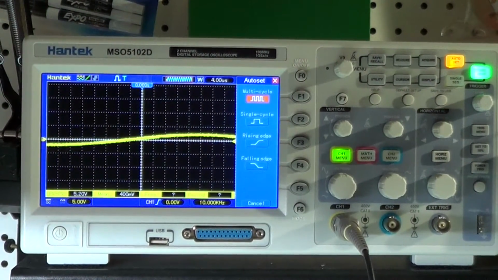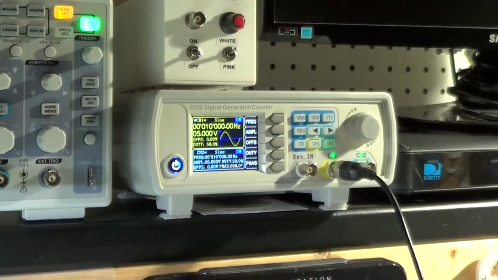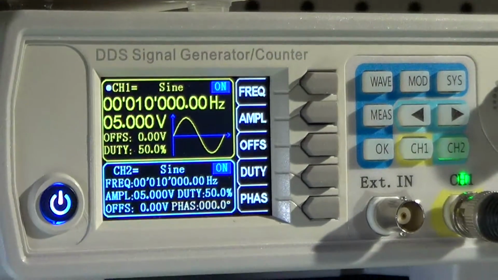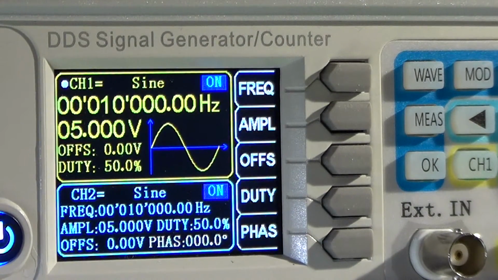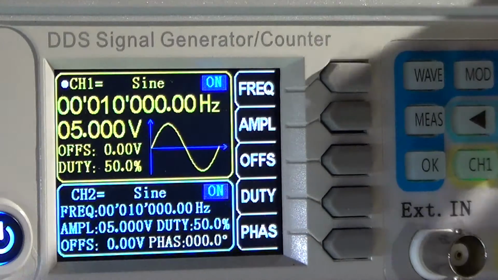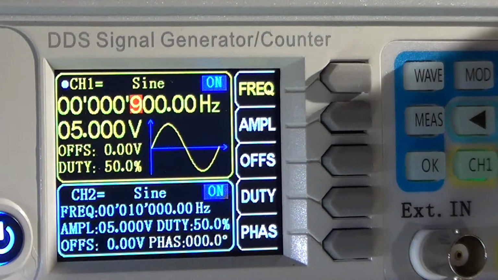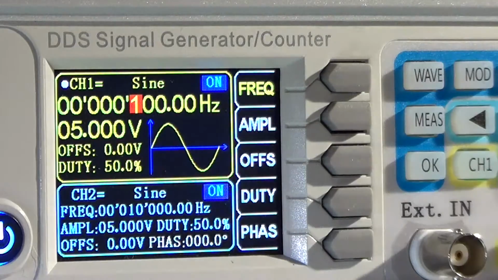And then we have a function generator over here that is already generating a sine wave of 10,000 kHz at 5 volts peak to peak. Now let's start with a very low frequency, so let's start changing that, and let's drop down to about 100 Hz. This time we will evaluate the cutoff frequency.